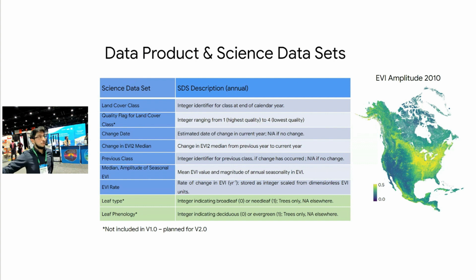For version 2, which we aim to produce next year using Landsat Collection 2, and which we aim to provide from at least mid-90s to 2022, we also want to provide leaf type and leaf phenology, but again, that's coming up in an upcoming release.